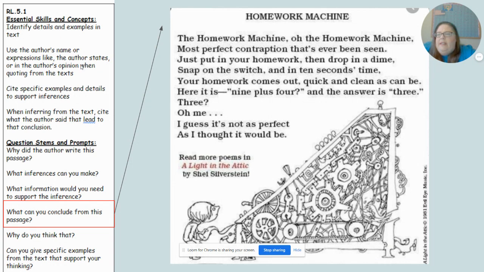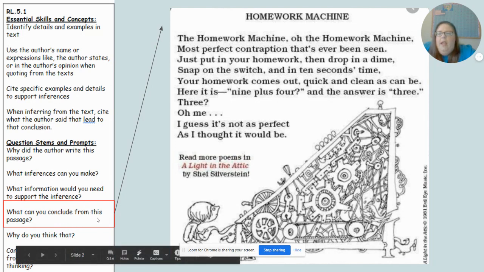So you have a list of things to be thinking about, like identifying details and examples in the text, using the author's name and expressions, and how the author shows their opinion in their writing. Then you have question stems and prompts down towards the bottom, like, why did the author write this passage? And if we skip on down to this question right here, it says, what can you conclude from this passage?